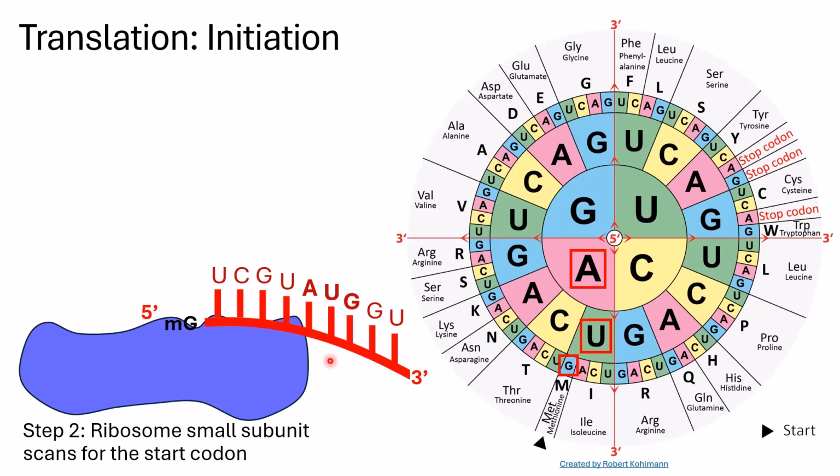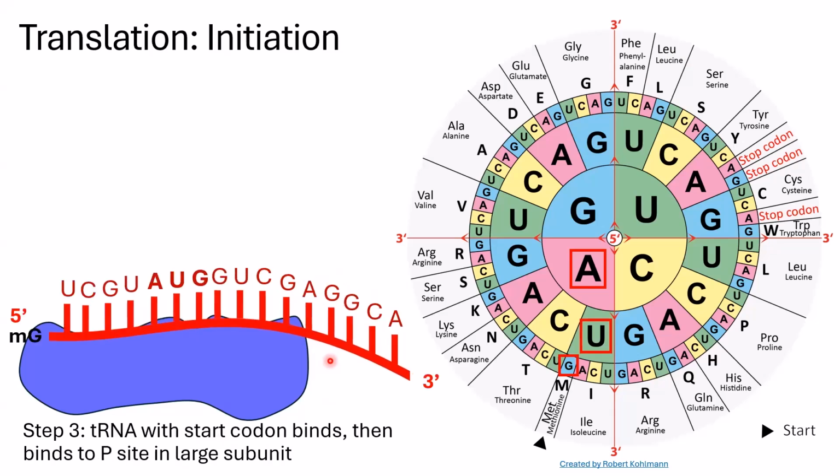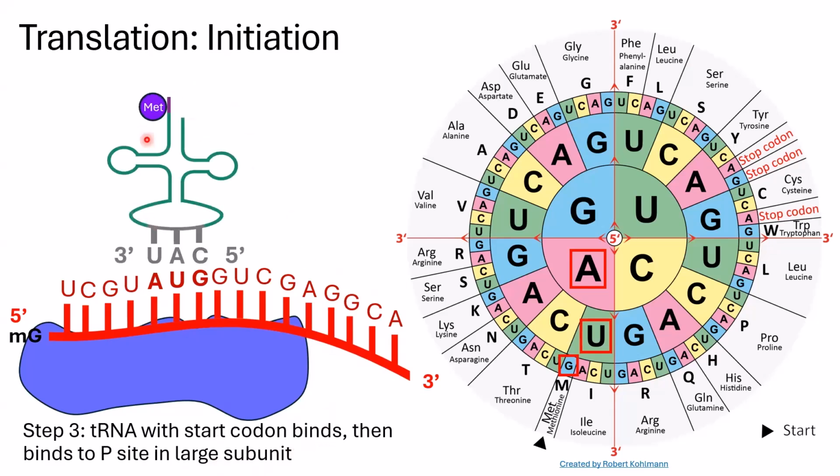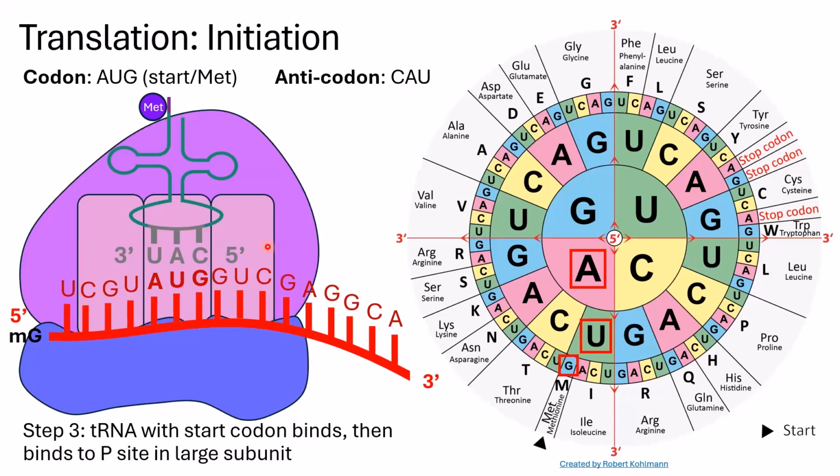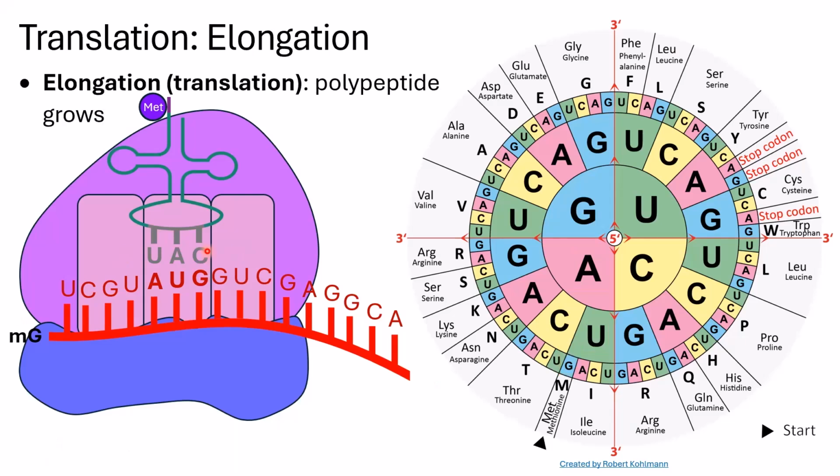Once the ribosome scans and finds the start codon, the tRNA with the start codon, methionine, recognizes and binds to it. Since the diagram shows the 5' to 3' direction of the mRNA from left to right, the tRNA and the anticodon, CAU, must be in the opposite direction. The tRNA then binds to the P site of the large ribosomal subunit. Now that the key players have been assembled, elongation can occur.